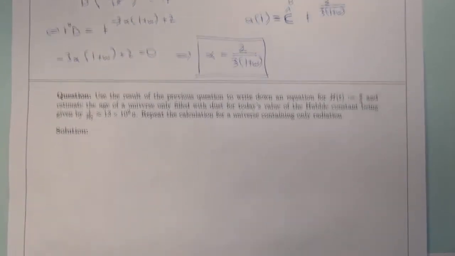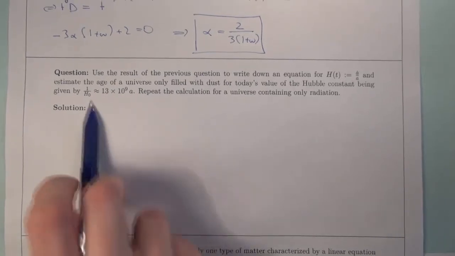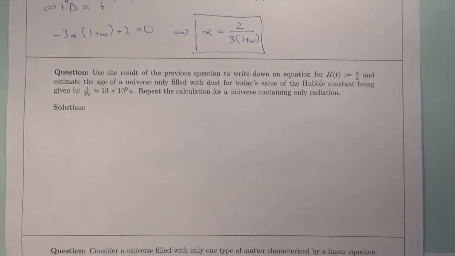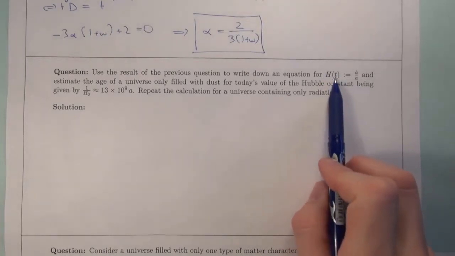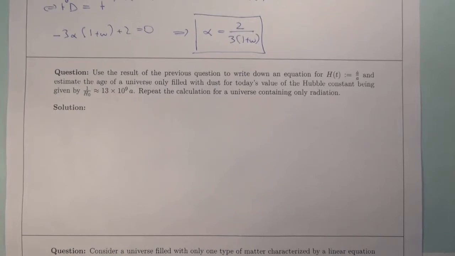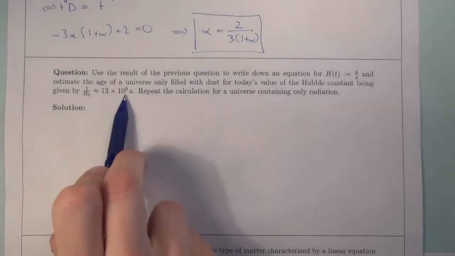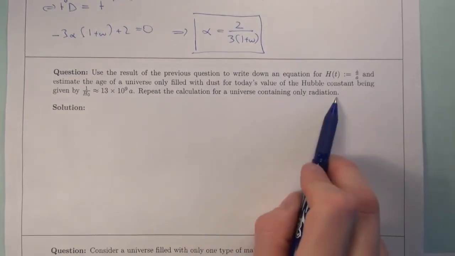Okay, we continue with the next question, where we actually arrive at the age of the universe, and the question is the following. So we should use this result of the previous question to write down an equation for H of t, which is the Hubble function defined by A dot over A, and then estimate the age of the universe only filled with dust for today's value of the Hubble constant, given by that. And afterwards we should do the same thing, not for dust but for radiation.